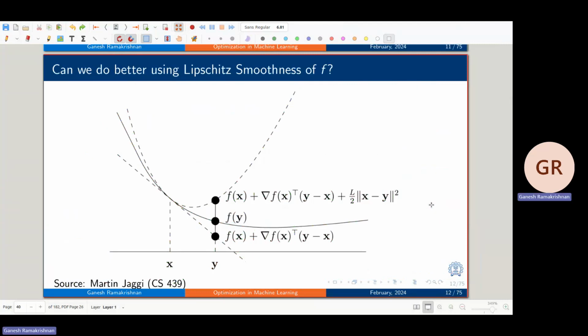So the first question is, can we do better than using Lipschitz continuity? We had knocked off Lipschitz smoothness. I'm going to ask this question: if I had, instead of Lipschitz continuity, Lipschitz smoothness, what would change? One reason I didn't erase any of this is I just want to ask this question. What do you think will change?